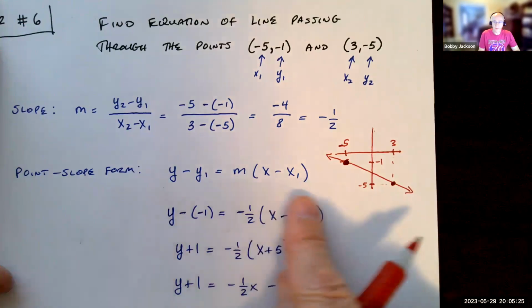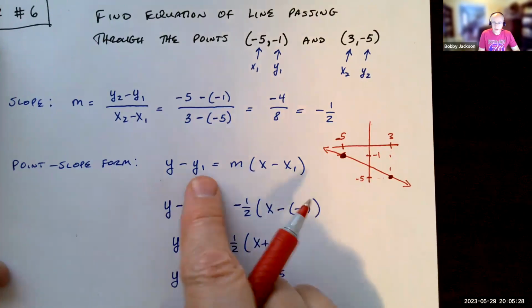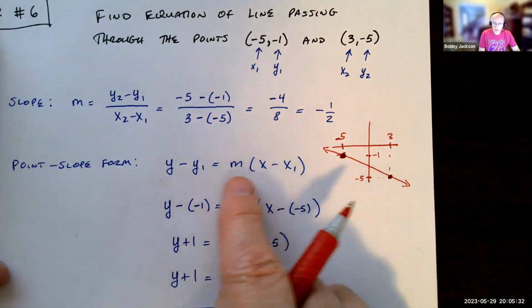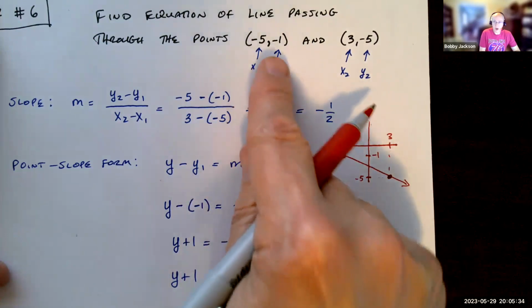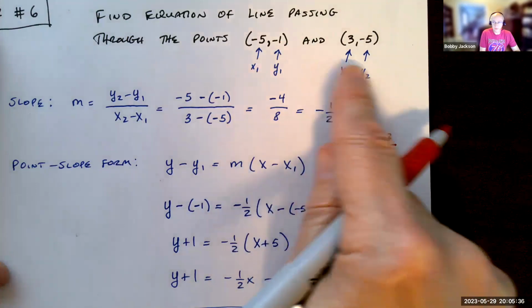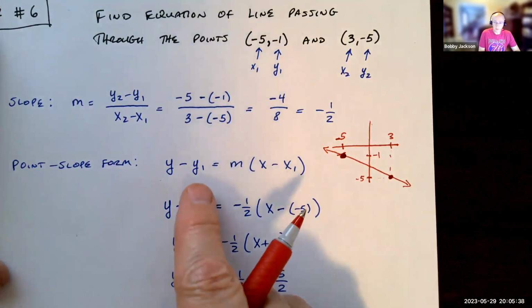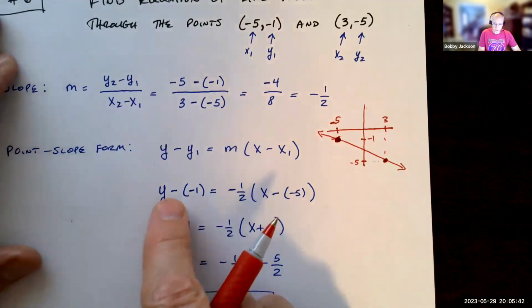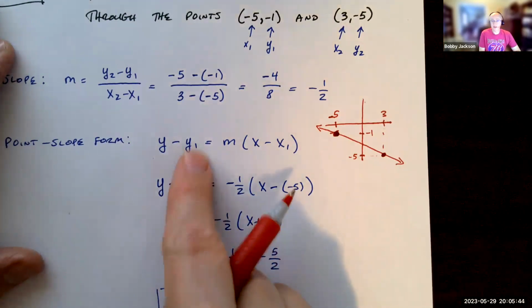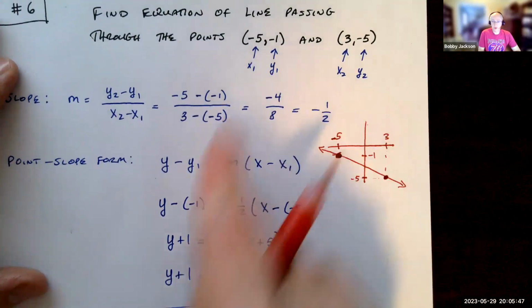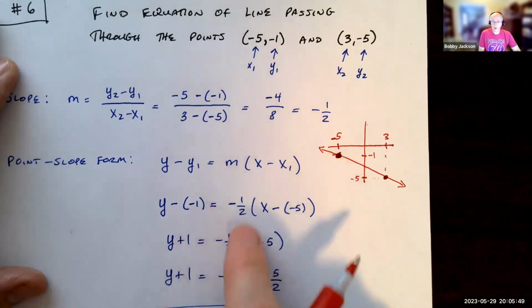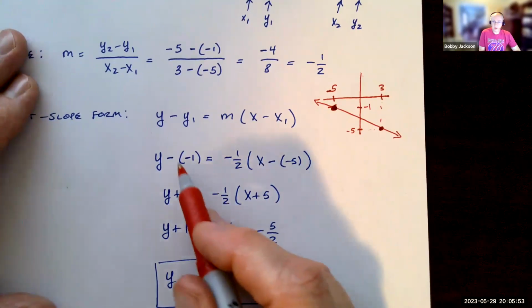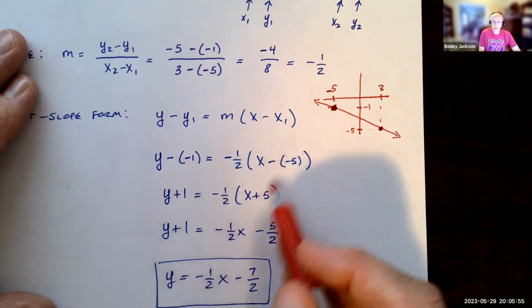Point slope form is here, y minus y1 equals m times the quantity x minus x1. So I'm going to just use the x1 and y1 from here. You could also use this point as well. And of course, m is the slope, which we just found. So plugging those values in, y minus y1 is -1 equals the slope, -1/2, x minus x1, which is -5. Again, be careful with the minus and negative, becomes positive here and here.